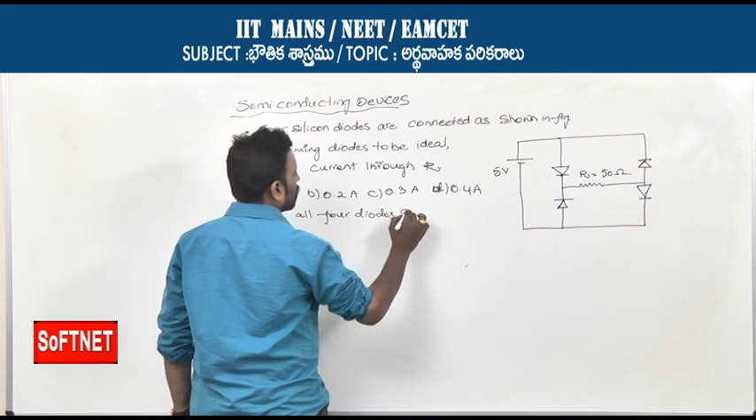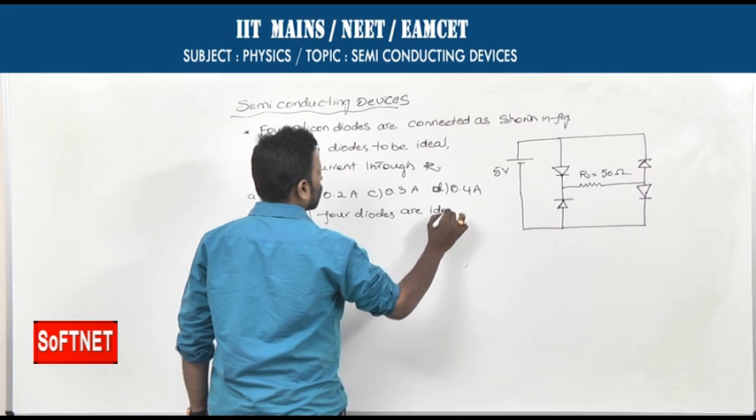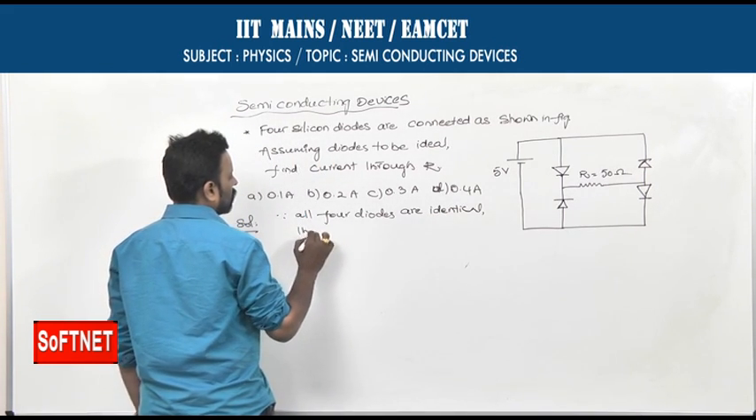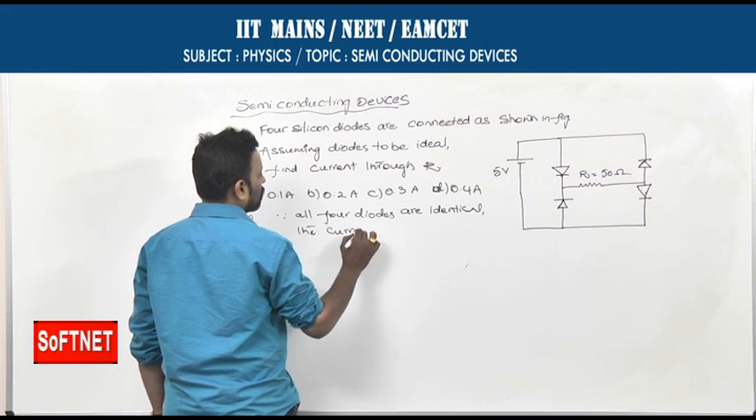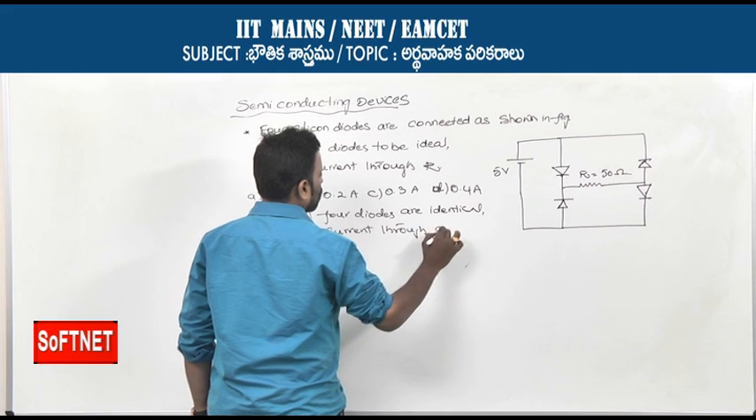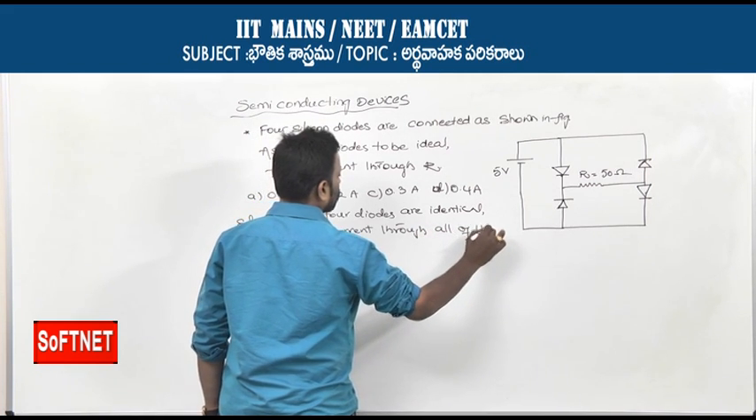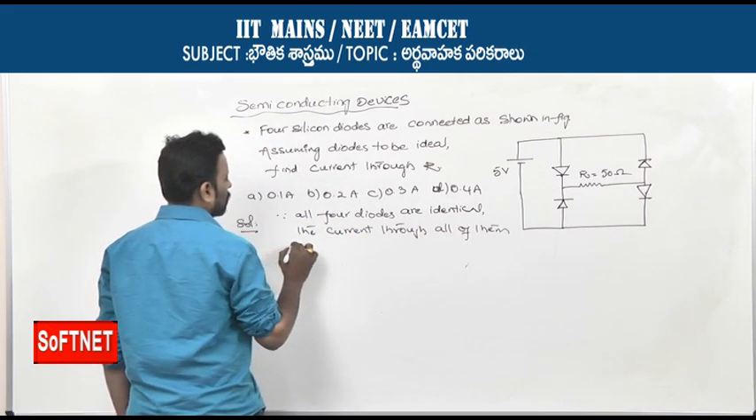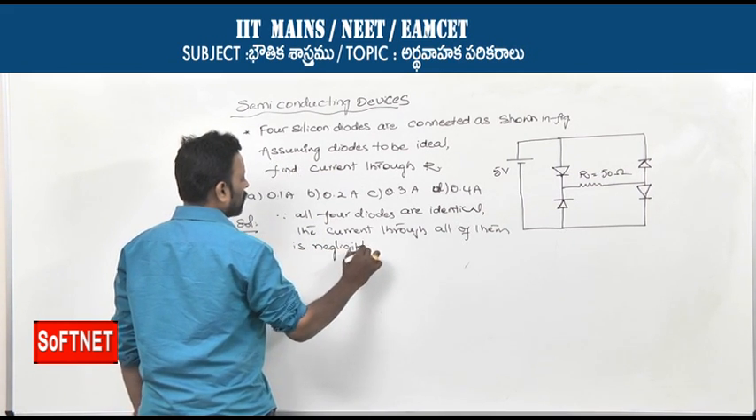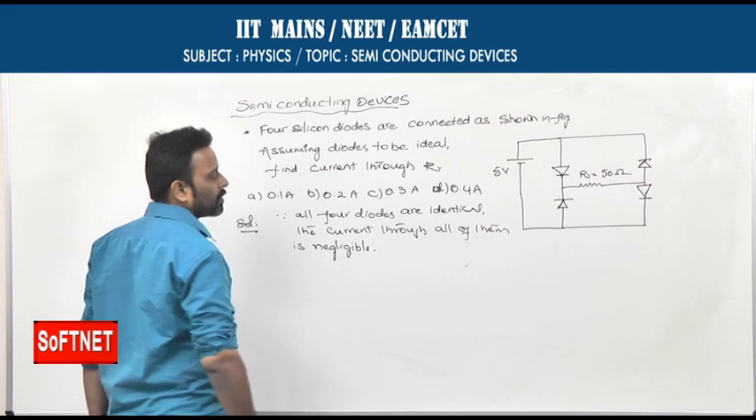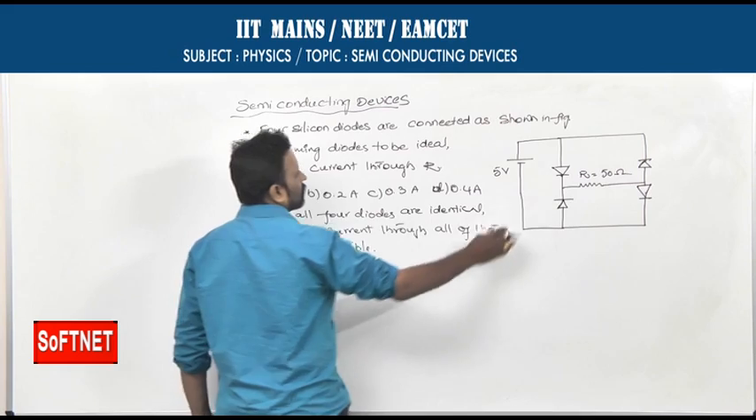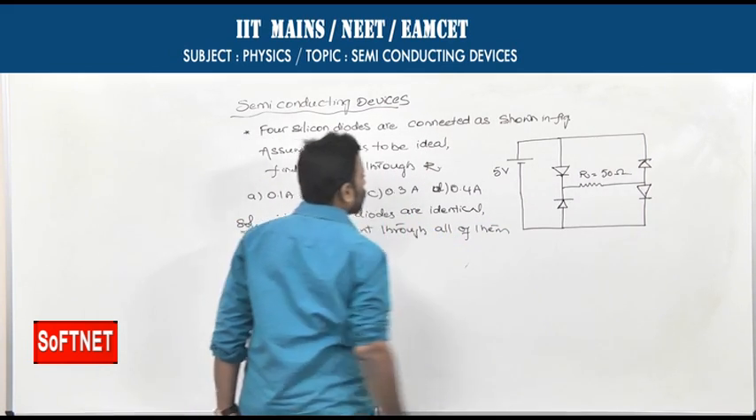According to the given data, assuming diodes to be identical, since all 4 diodes are identical, the current through all of them is negligible. I can suppose that as all the diodes are identical, the current through all these 4 diodes is negligible.